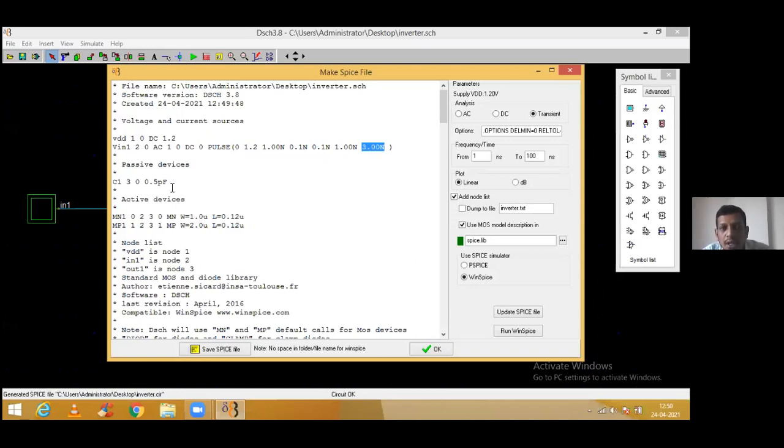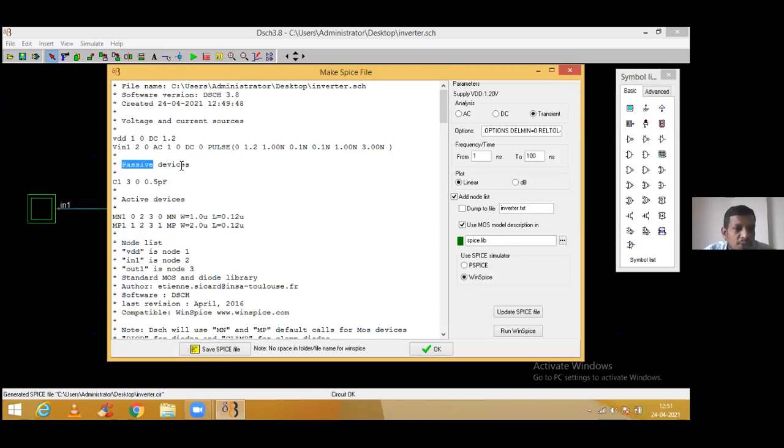Everybody, please mute your microphone. So guys, look at that. VDD is connected between node 1 and 0, a DC source of 1.2 volt. VIN is connected between node 1 and 0, and that is the pulse we have assigned, and this is how the pulse is written. So we have a standardized format. You can just Google it and find out.